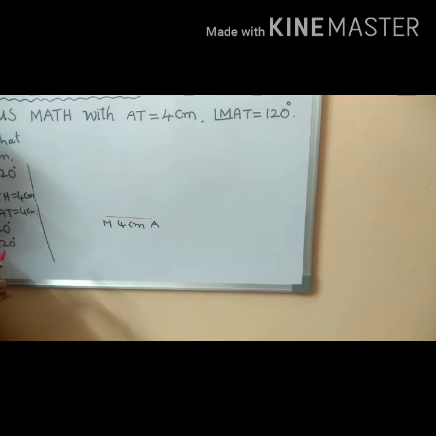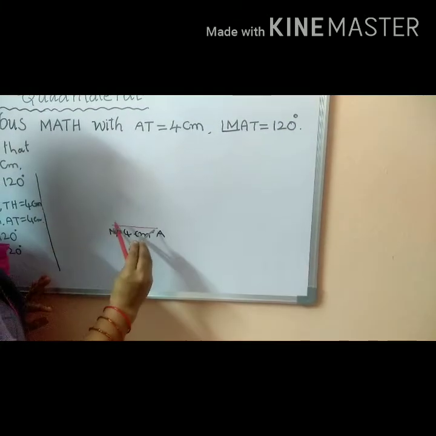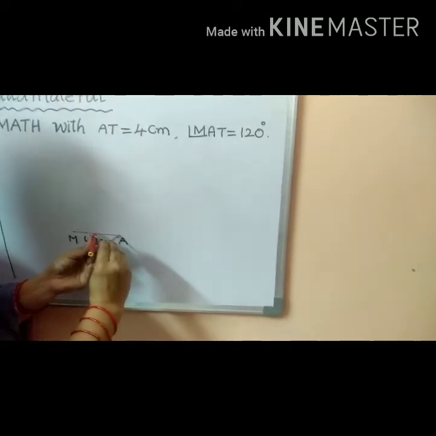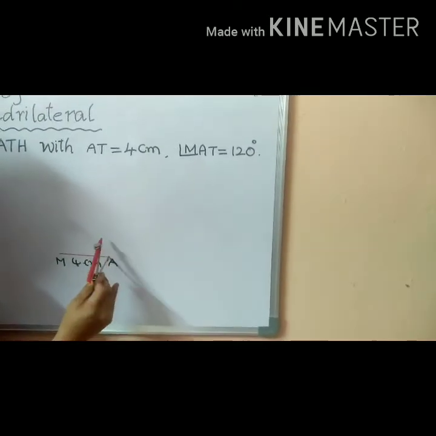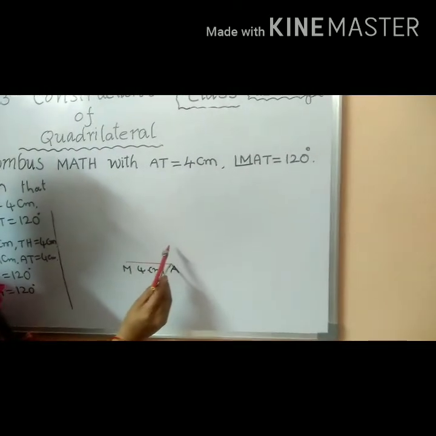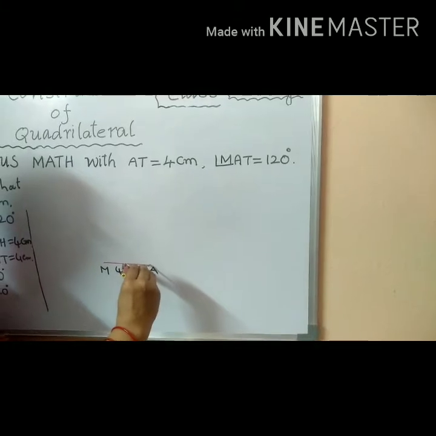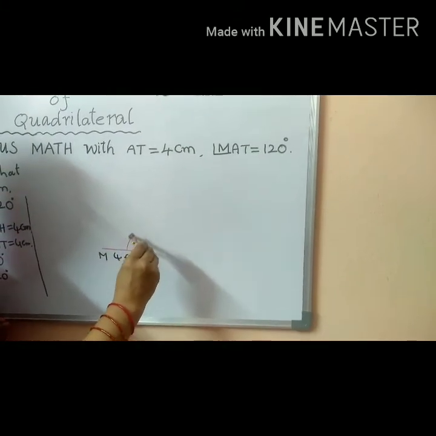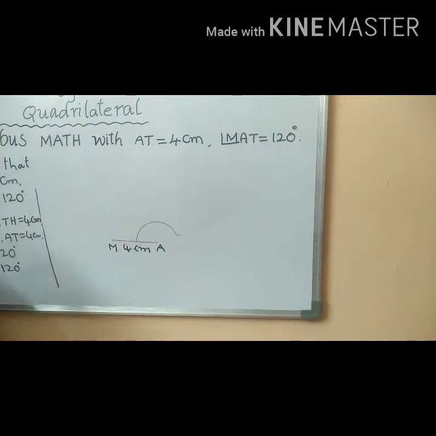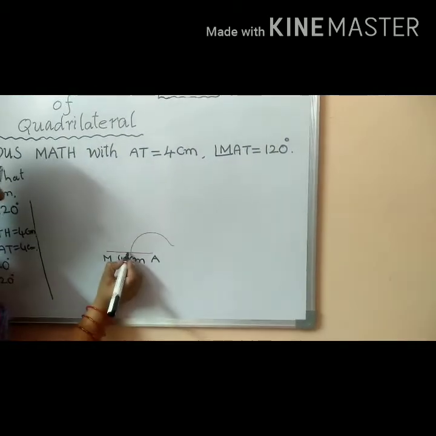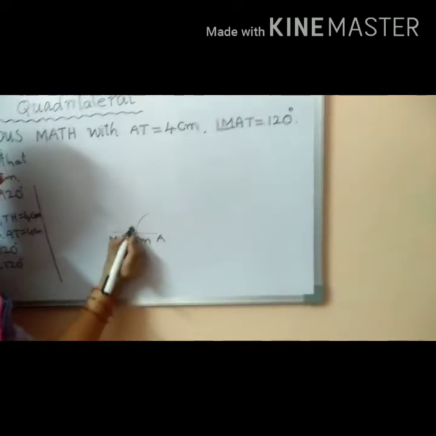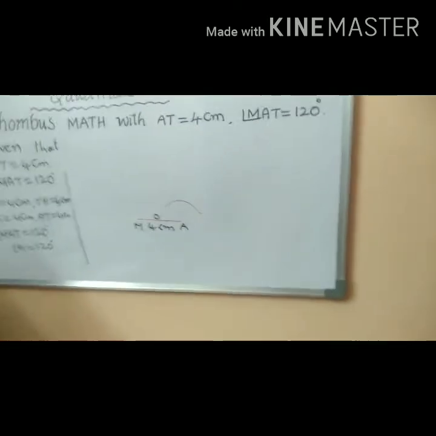Take the protractor and compass. Now take some radius with the center at A, because angle A is given as 120 degrees. So with the center at A, take some radius and draw one arc. The arc should intersect the line segment MA at a point, call it O, or write any letter you wish.